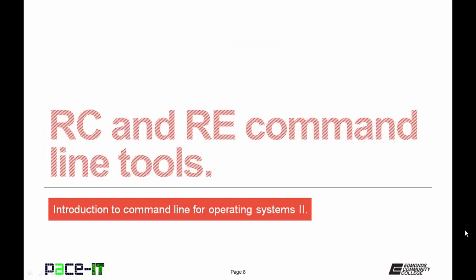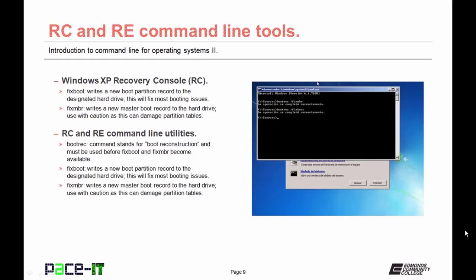Now let's discuss the most common recovery console and recovery environment commands that are used to recover a PC that will not boot to the graphical user interface. The most common commands that you're going to use to help recover a system that won't boot for Windows XP are fixboot and fixmbr. Fixboot writes a new boot partition record to the designated hard drive, and this will fix most booting issues. If fixboot doesn't work, you can always try fixmbr. That writes a new master boot record to the hard drive. You need to use this with caution because it can damage the partition table.